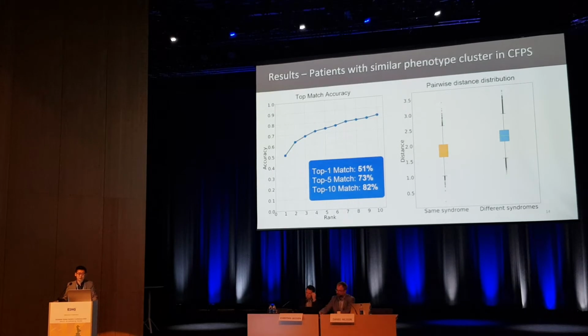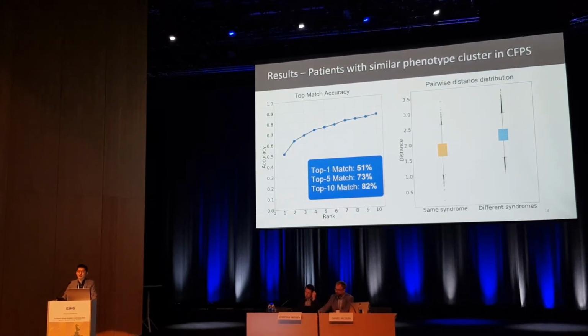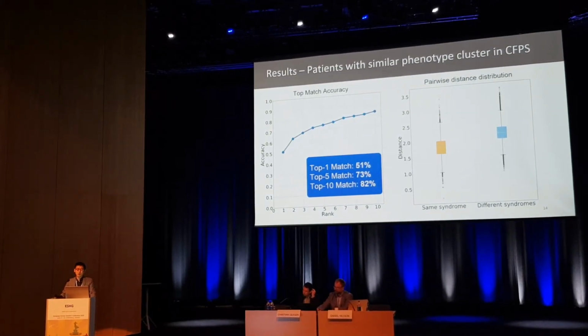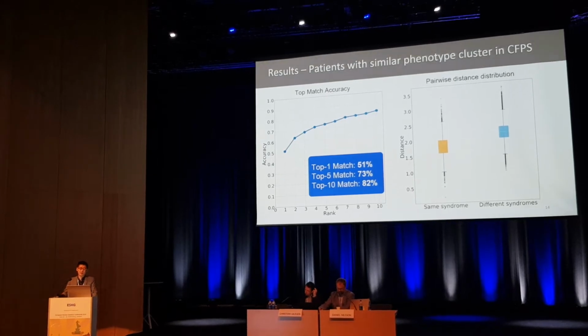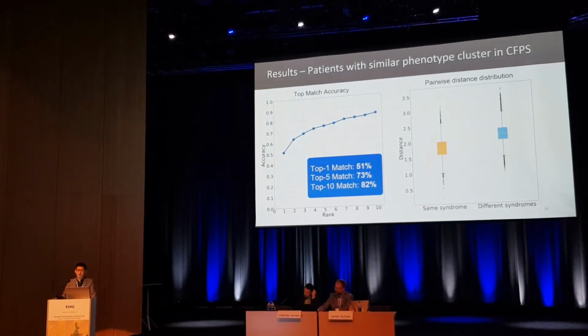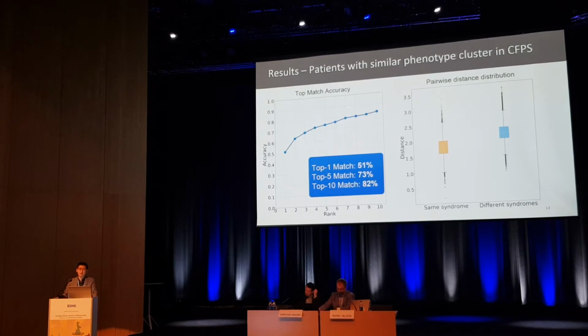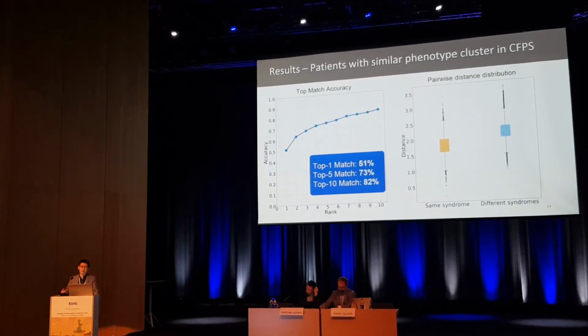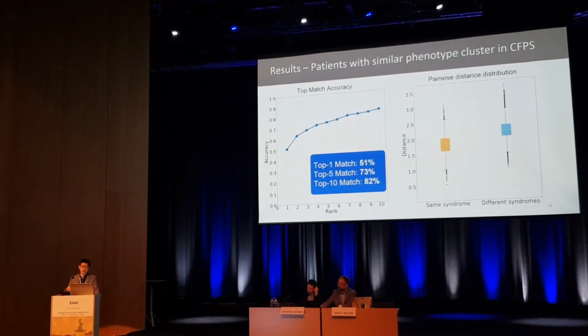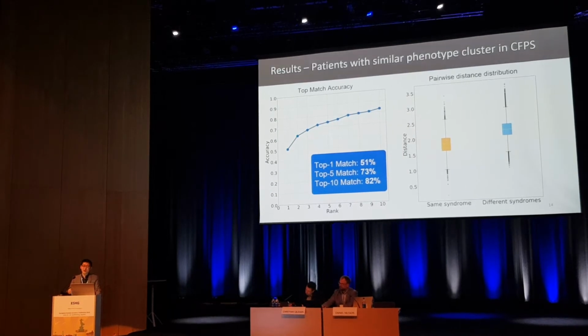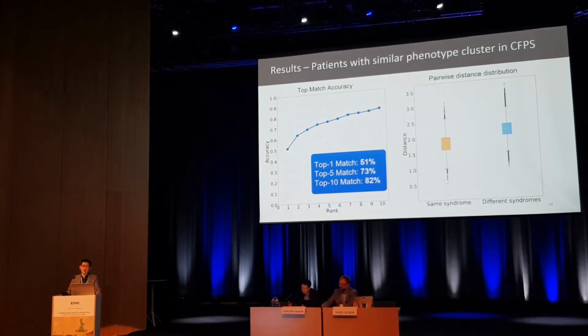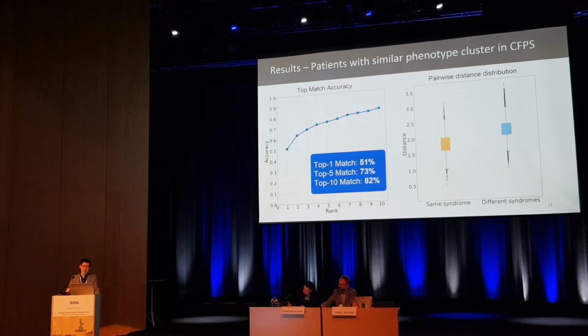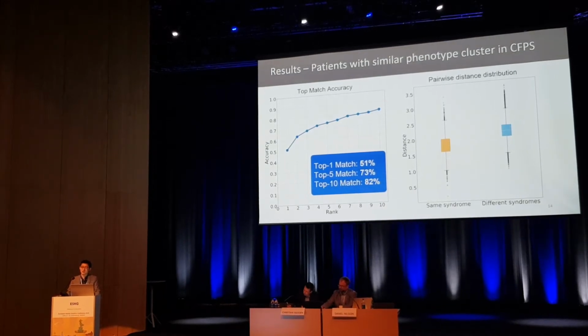And here I would like to show you the first result, which is the accuracy from top 1 to top 10 match. Here you can see that the top 1 match is 51% and the top 10 match is 82%. It means that if I upload a new patient's photos, then the chance to have another patient with the same phenotype among the top 10 nearest patients is 82%.